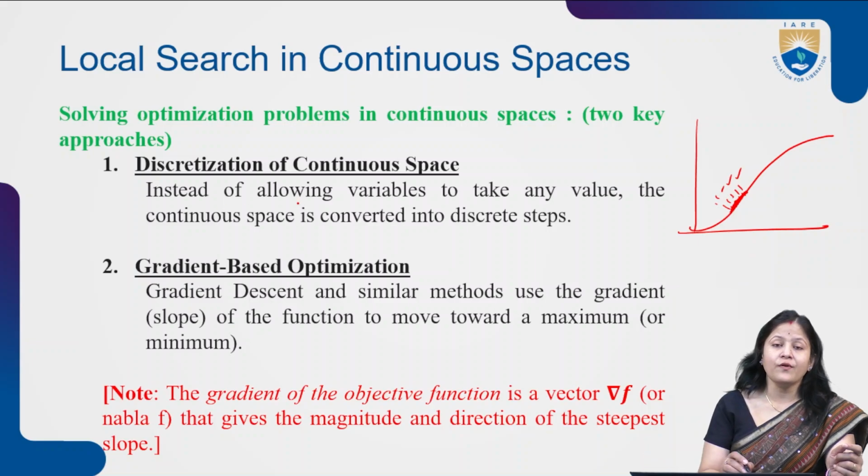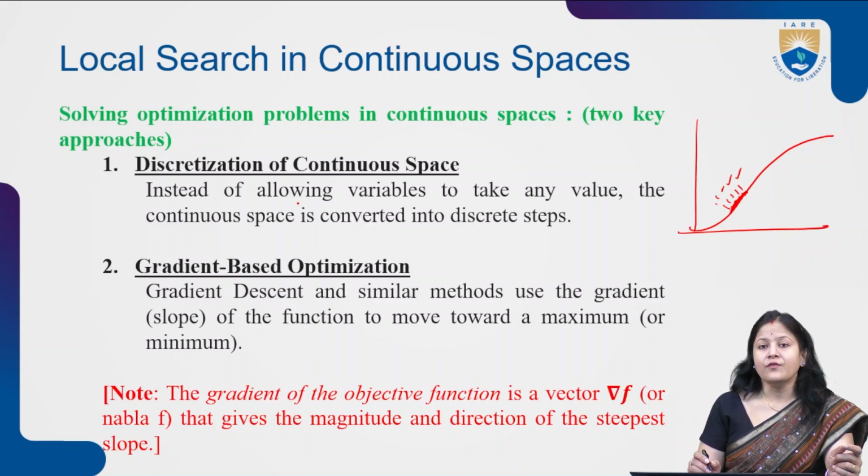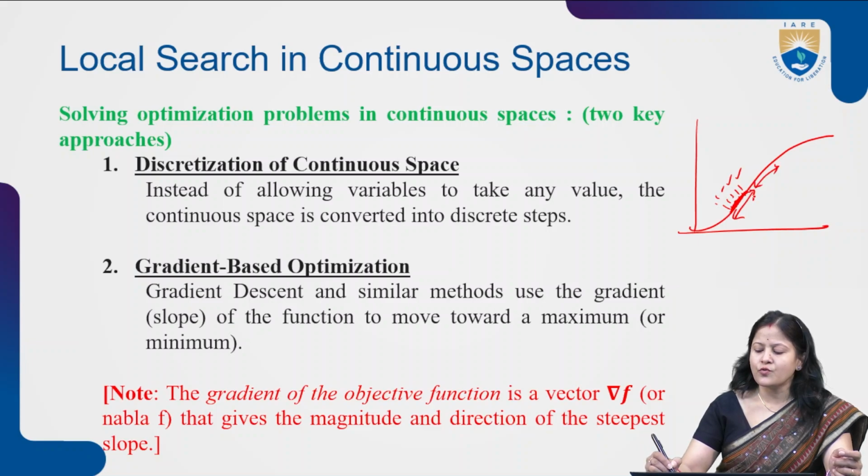So here what is given, instead of allowing the variables to take any value, the continuous space is converted into discrete steps. Suppose we want to explore only this much path, then I will explore this path. So first let us explore this path. We'll take one solution, a random solution from here, and neighboring to that solution, up to this range, we will divide into a number of discrete points.